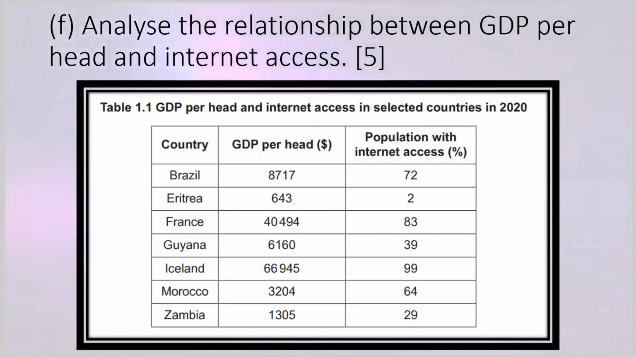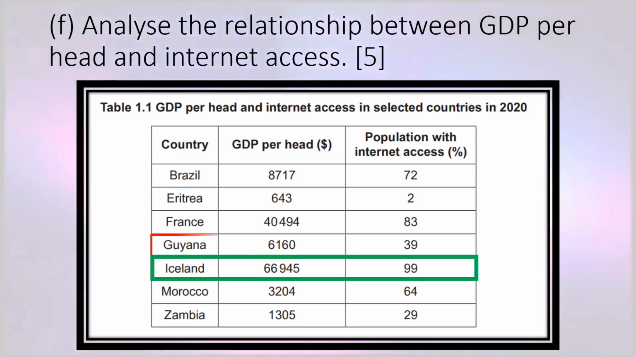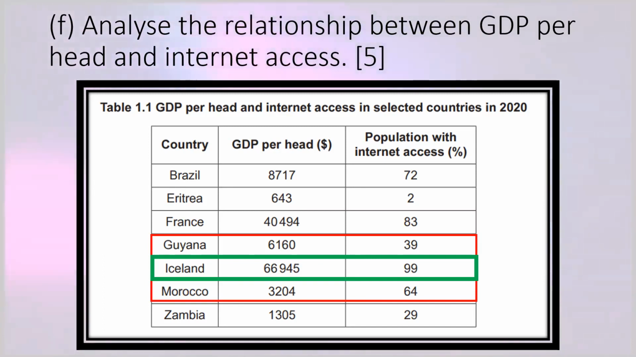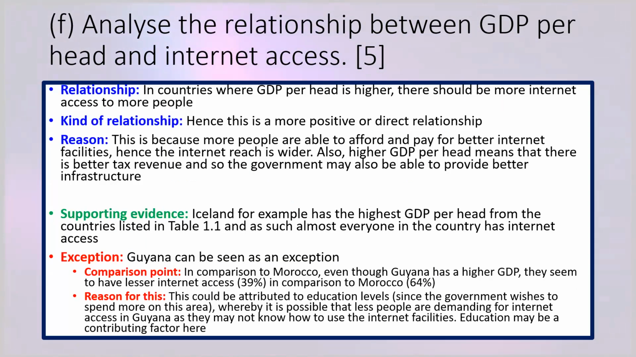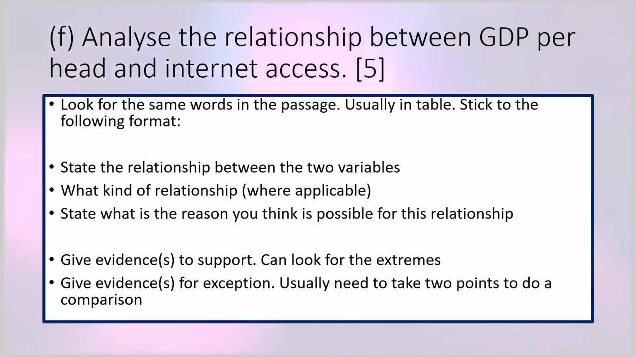Here, this is the table. Can you see GDP per head and internet access? They're giving you a few countries, so they've put a nice long title, selected countries and so on. These are the three things which I'm using, and they used them in the mark scheme as well, so I'm just following what they've done. Can you see the format I've written here? State the relationship. What kind of relationship? Why is this the case? Evidence to support, evidence for exception.